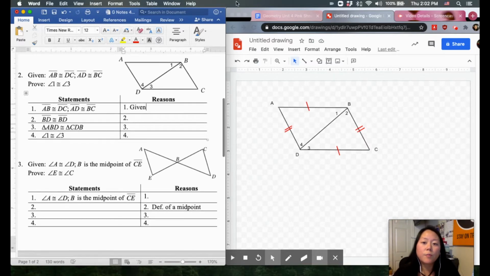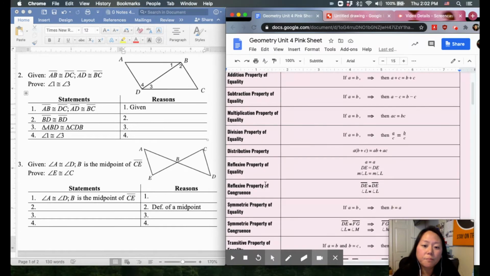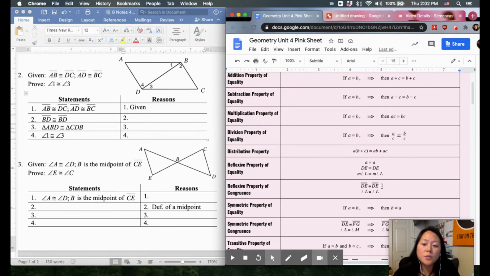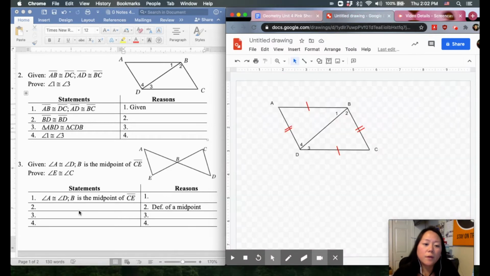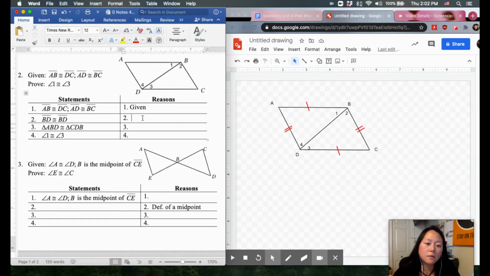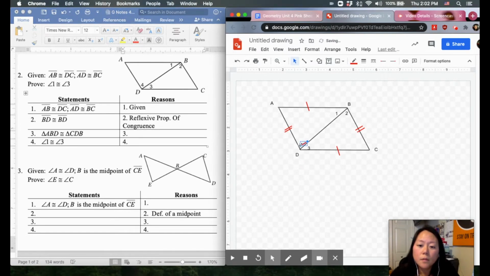So if you'll remember from the previous one, that would be the reflexive property of congruence. When something is congruent to itself, that's a reflexive property of congruence. So I'm going to go ahead and fill that in. And I want to mark it on my diagram here. It's kind of silly, but when we mark things congruent to themselves, it just helps visualize the reasoning why two triangles are congruent.